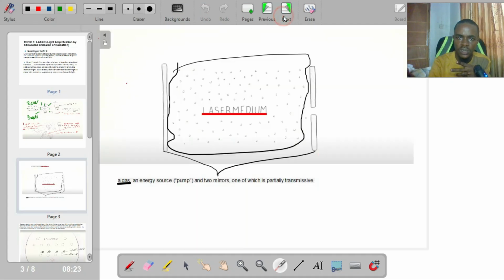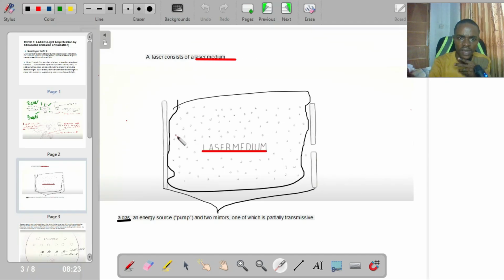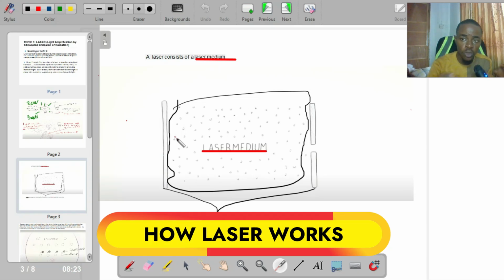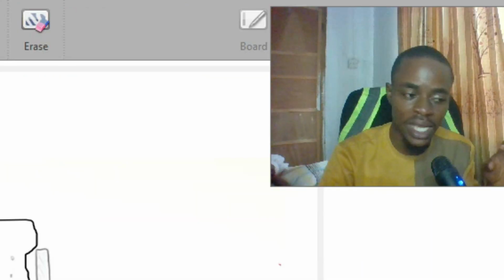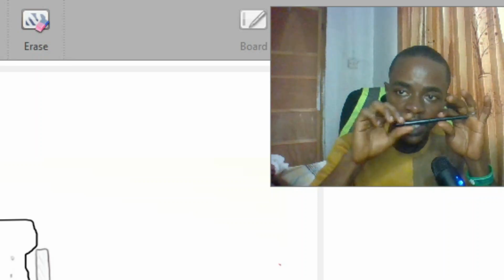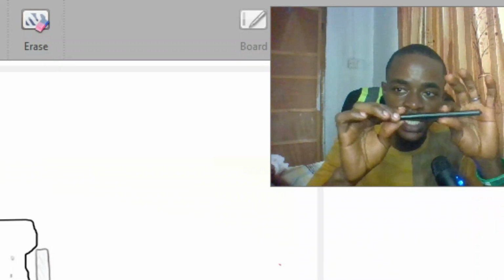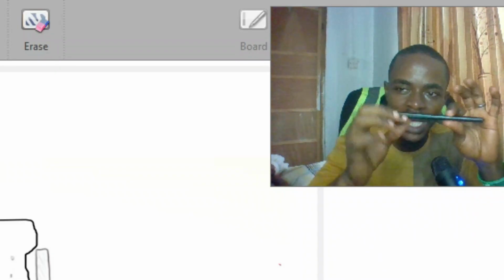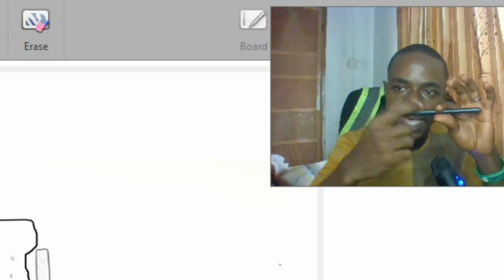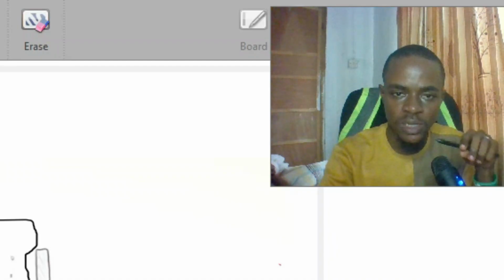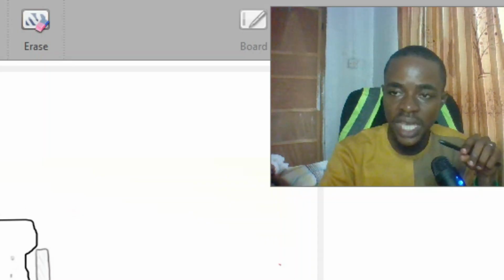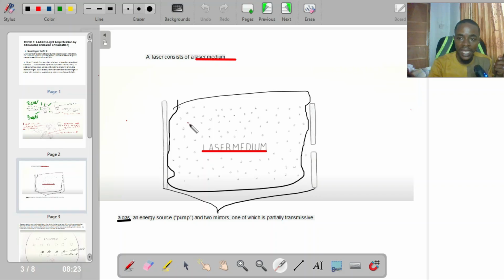Moving on, here we have the inside of the laser. Let's assume we've opened up the laser, that is the gadget. So let's assume this is the laser. This is not a laser, this is just my graphics pen. Okay, so let's say this is a laser. Now we want to look at what is going on inside that laser, and this is why I brought this out for you. Inside, a laser consists of a laser medium, which I will explain further.